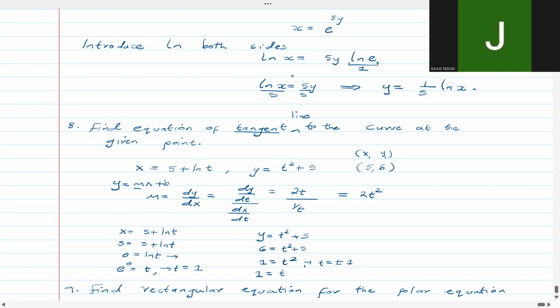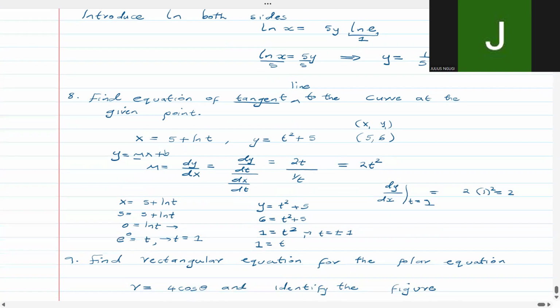So this means that dy dx at t equals 1 is given as 2. Then you plug in 1 for t, so you get the answer 2. So the slope is equal to 2.